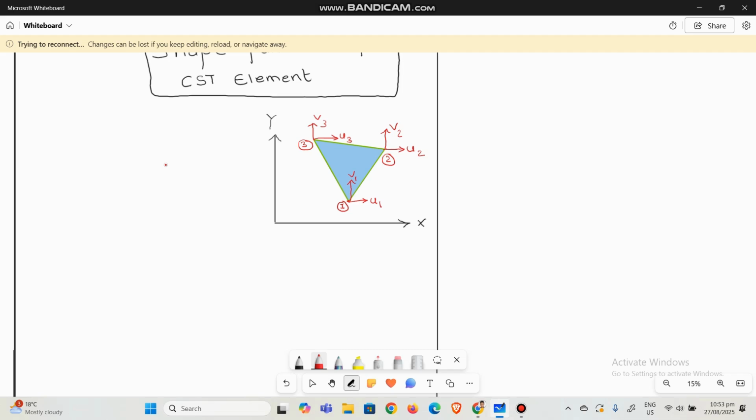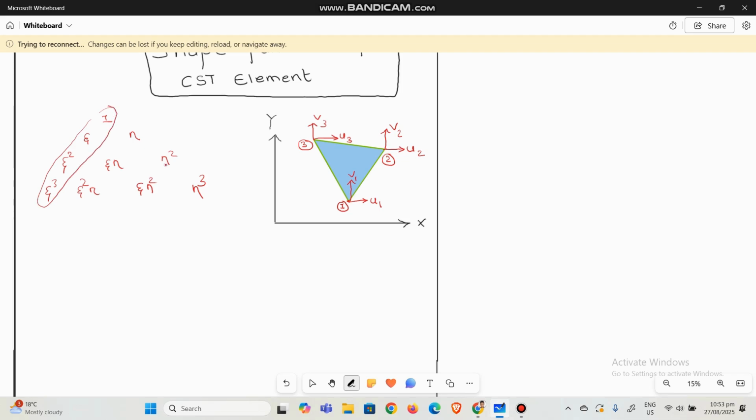So if I have to remind you about the Pascal's triangle, it was like this: 1, xi, eta, xi square, xi eta, eta square, xi cube, xi square eta, xi eta square, eta cube. And in previous video we did linear bar element, so we took this term, right?